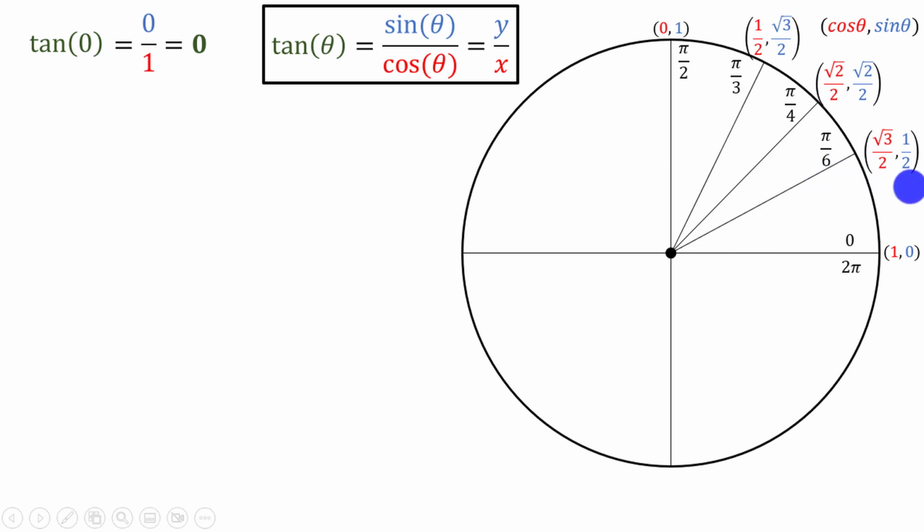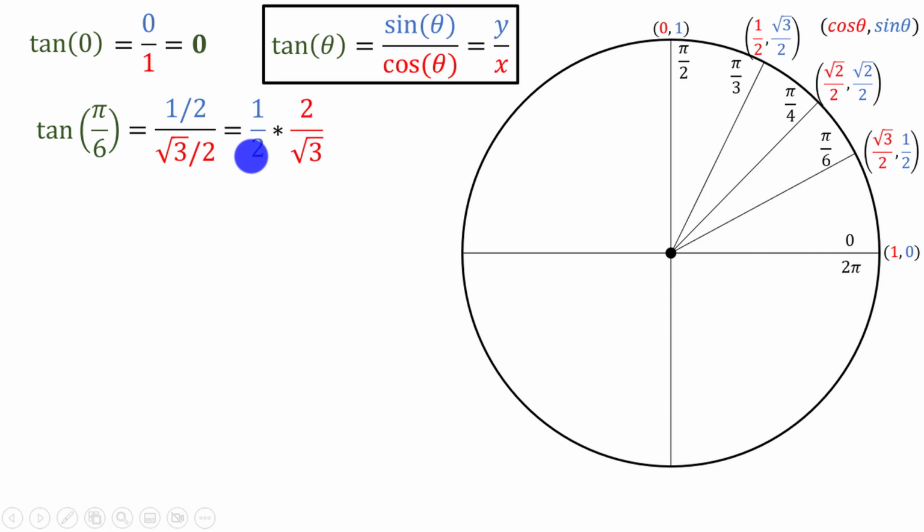At pi over 6, the y-coordinate is 1/2, and the x-coordinate is square root 3 over 2. That means that tangent of pi over 6 will be the y-coordinate of 1/2 divided by the x-coordinate of square root 3 over 2. We can reciprocate the denominator and multiply, so that we have 1/2 times 2 over the square root of 3. The 2's will cancel, and we will be left with 1 divided by the square root of 3.